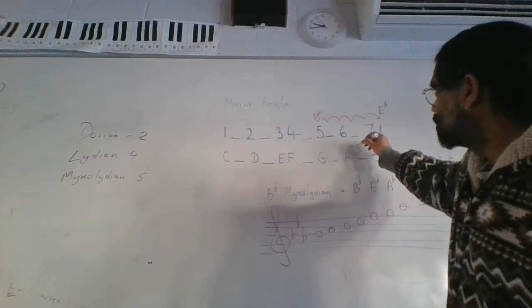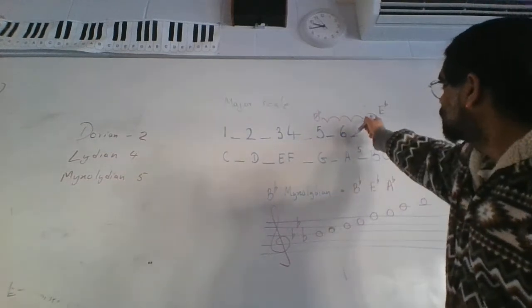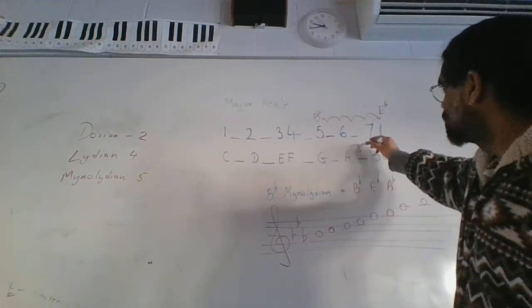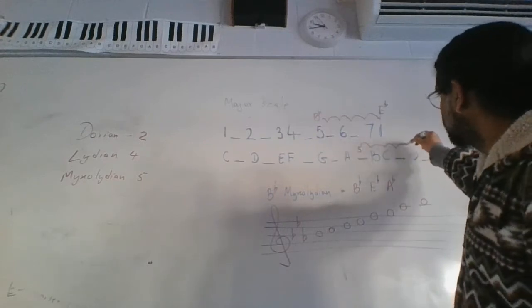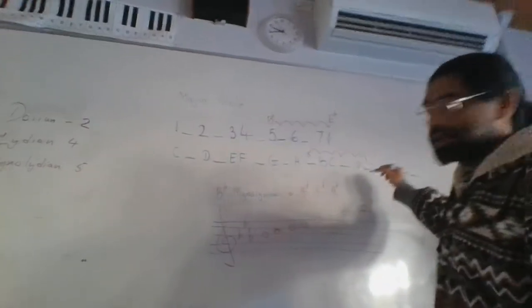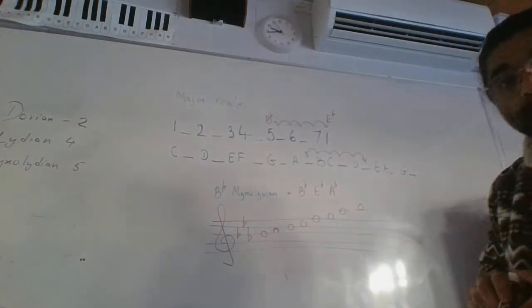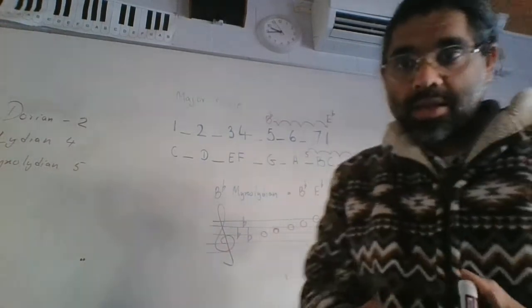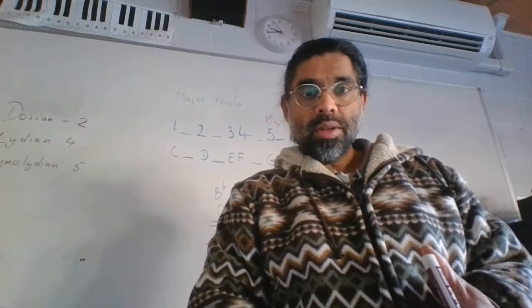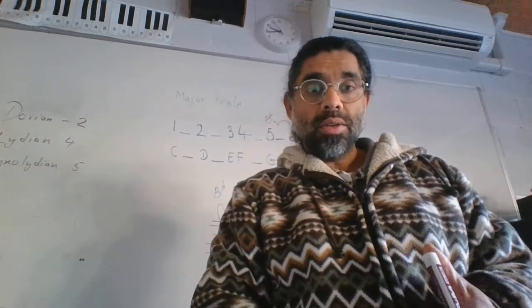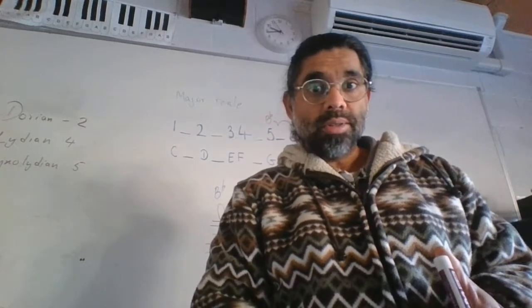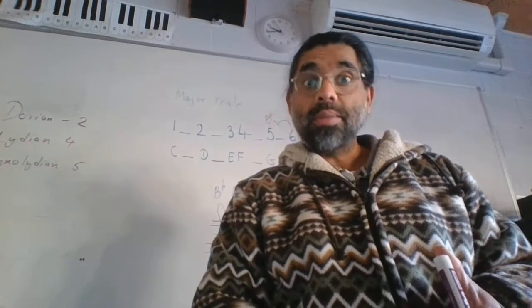Then we need to find how many steps. Going up 5 steps: 1, 2, 3, 4, 5, and it takes you to E flat. Same outcome, different technique. So enjoy practicing writing your modes, your Dorian, Lydian, and Mixolydian modes.